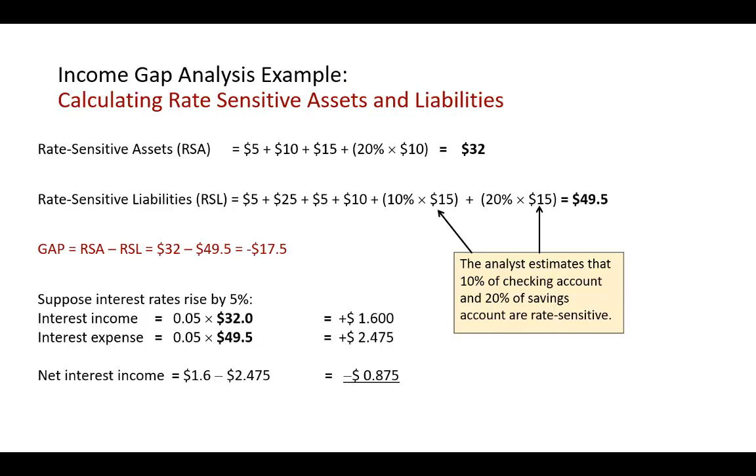And so what we are facing here is a negative gap, and that exposes the bank adversely to an increase in interest rates. Say, for example, if interest rates were to go up by 5%, interest income is going to rise by 1.6 million, which is 5% of this 32 million right here, while interest expenses are going to go up by 2.475 million, which is 5% of this 49.5 million. So as you can see, net interest income is going to go down by about $875,000 because fewer assets are repriced at the higher interest rate than there are liabilities.